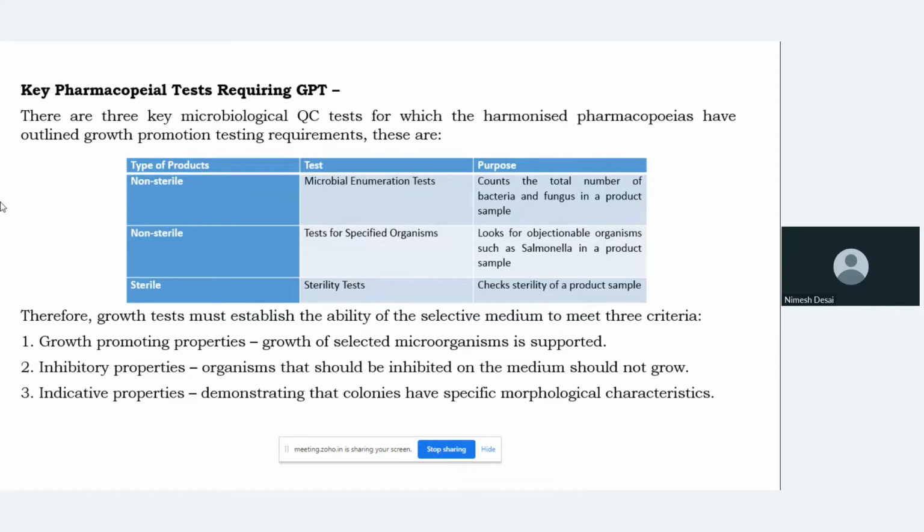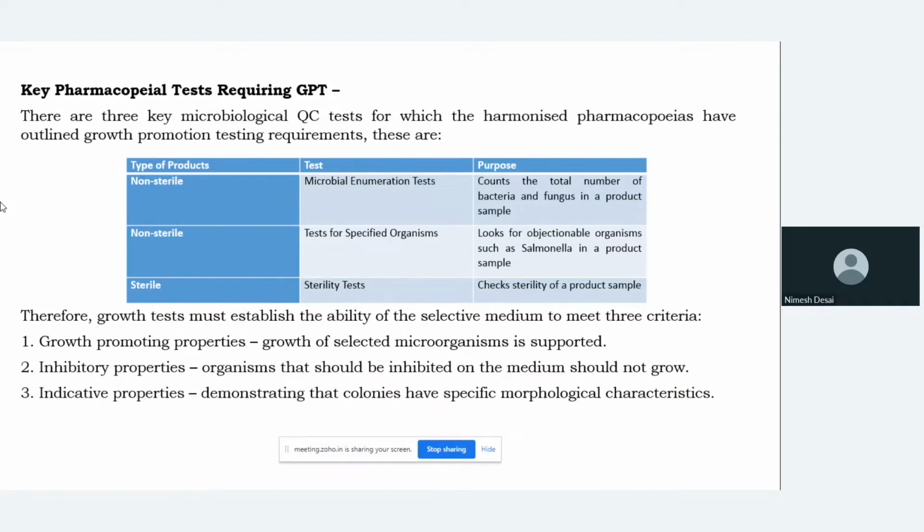Therefore, the growth test must establish the ability of the selective media to meet three criteria. For selective media, we need to follow the three criteria. First of all, growth promoting property, so growth of the selected microorganism is supported. Second one is the inhibitory property: an organism that should be inhibited on the medium should not grow. And third one is the indicative property, demonstrating that the colony has a specific morphological characteristic.